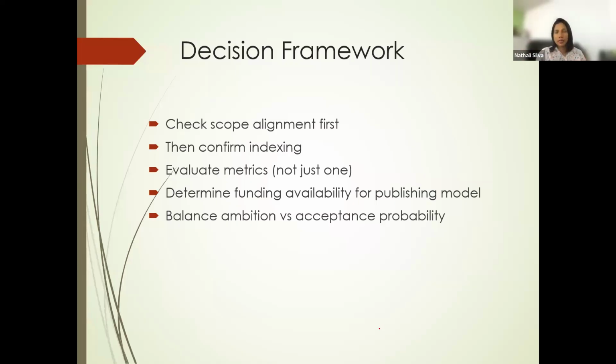After confirming the indexing, then you can evaluate the journal for metrics. You can see what is the CiteScore, what is the SJR, what is the quartile ranking, and then identify whether it allows hybrid publishing, open access, or subscription only. Determine what is the mechanism that you are going to follow, and then balance the ambition and acceptance probability. This is also very important.